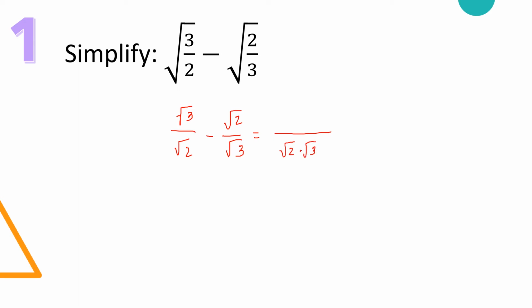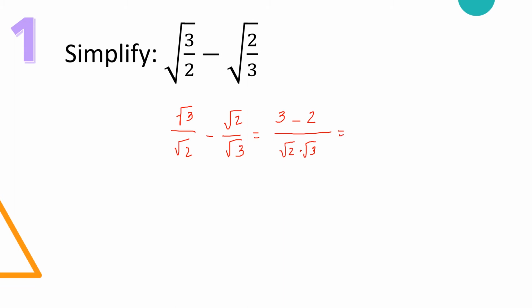We divide square root of 2 times square root of 3 by square root of 2. The answer is square root of 3 times square root of 3. That will be 3 minus. Also, we divide square root of 2 times square root of 3 by square root of 3, and that is square root of 2 times square root of 2. That will be equal to 2.